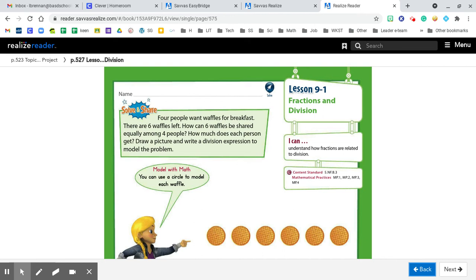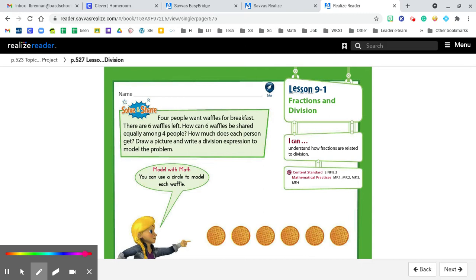All right, we're doing lesson 9-1, fractions and division. I can understand how fractions are related to division. 4 people want waffles for breakfast. There are 6 waffles left. How can 6 waffles be shared equally among 4 people? How much does each person get? Draw a picture and write a division expression to model your work.